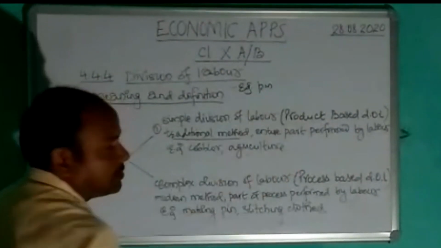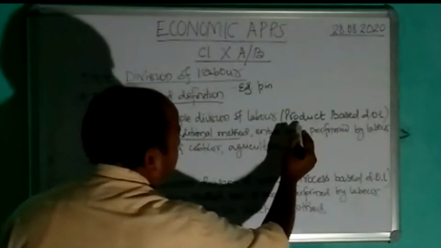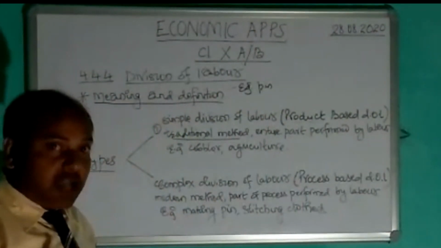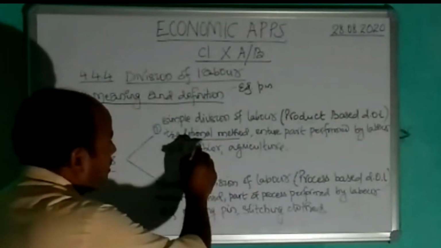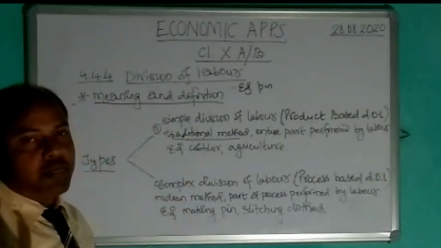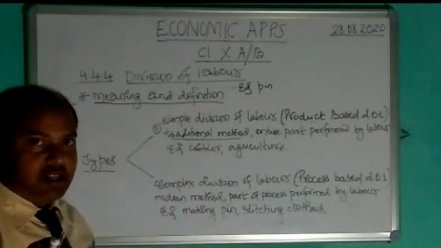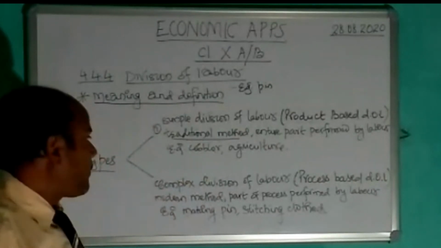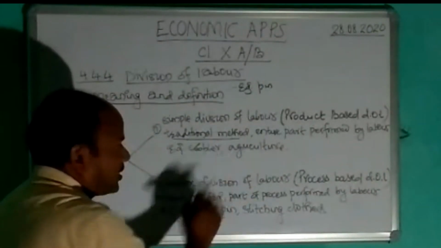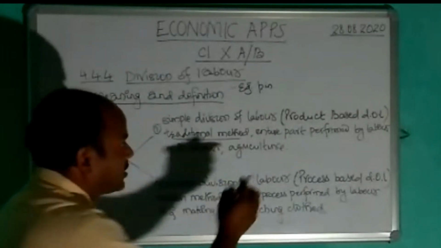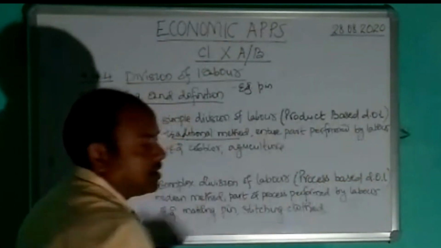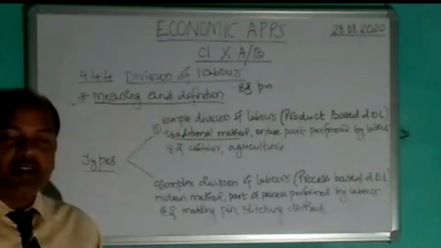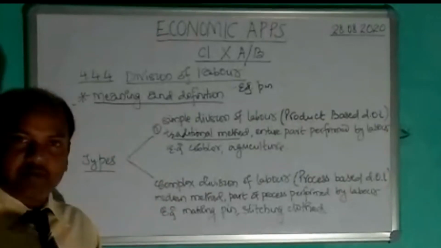So the entire commodity is prepared by a labor or with the help of his family member, where he is specialized only in the production of that particular commodity, and this is called simple division of labor. This is also called product division of labor, because the entire product is prepared by that particular labor. It is a traditional method, no technology is used, and in fact if technology is used, then it is outdated and old, the same technology which our forefathers used. Example is that of cobbler and agriculture. And the most important thing is this: the entire part is performed by the same labor. The work is not divided.